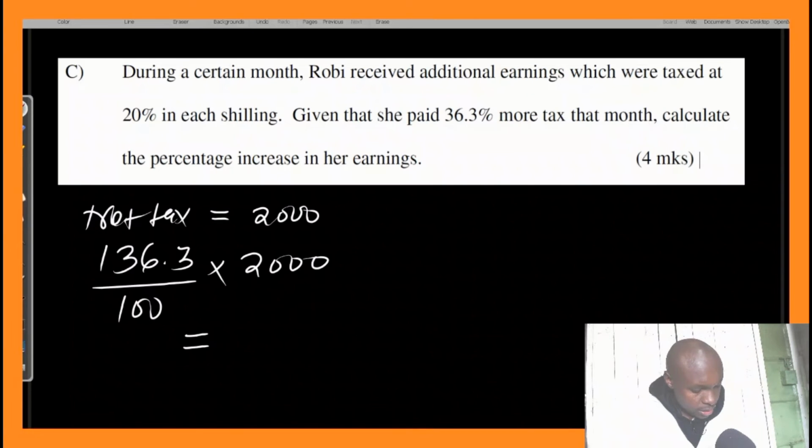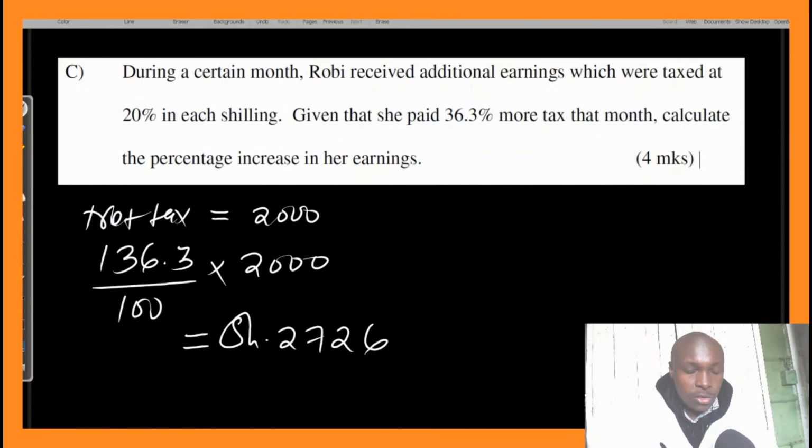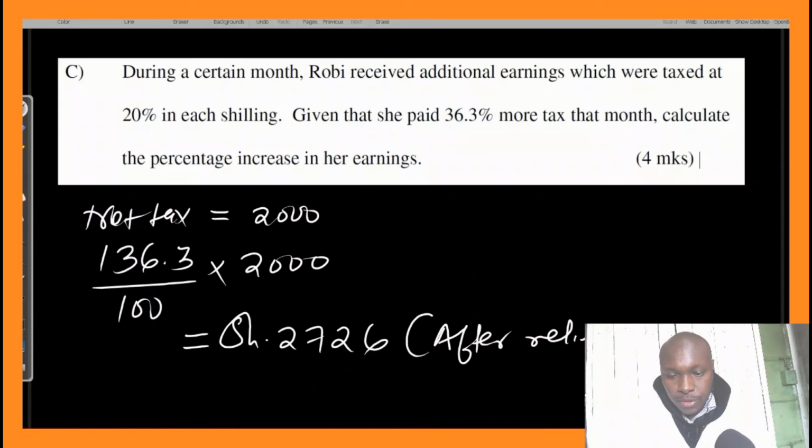Working that out, you get 2726. So this is the total tax in that month after the 36.3% increase. Now, one thing that you're supposed to know is that in order to arrive at 2,000, we had already subtracted the reliefs. So this is after reliefs. That is when you arrive at this figure.